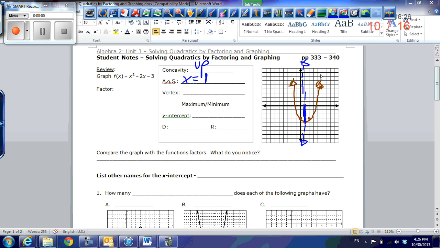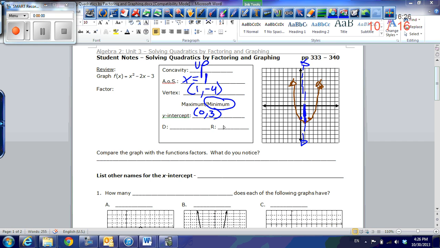The next thing is my vertex. So where's my lowest point? That is 1, comma, negative 4. The lowest point, that's my vertex. It's also called a minimum. The next thing, the y-intercept, is where it crosses the y-axis. So that is 0, comma 3.